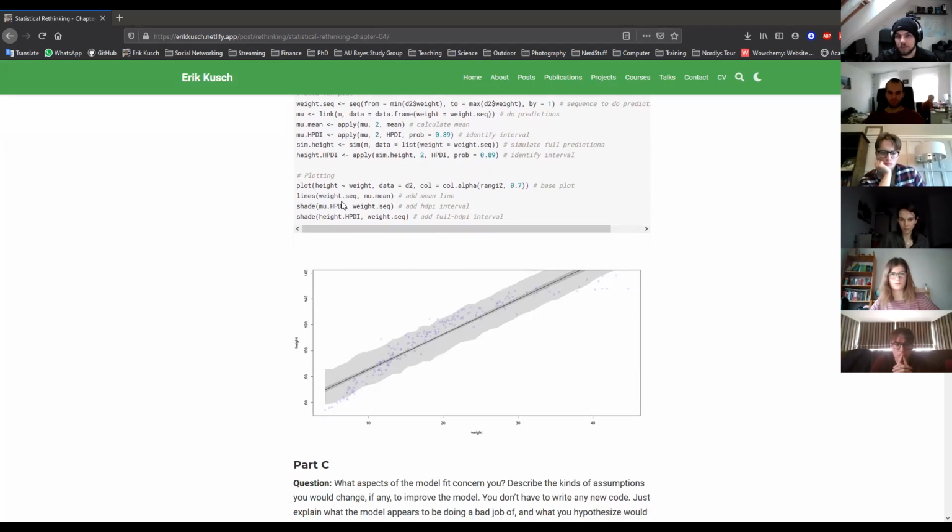And then we just plot this exactly like it was done in the lecture or in the book. So we plot our base data itself, then we plot the mean line, we plot the HPDI interval for the mean, and then we plot the HPDI interval for the predictions.